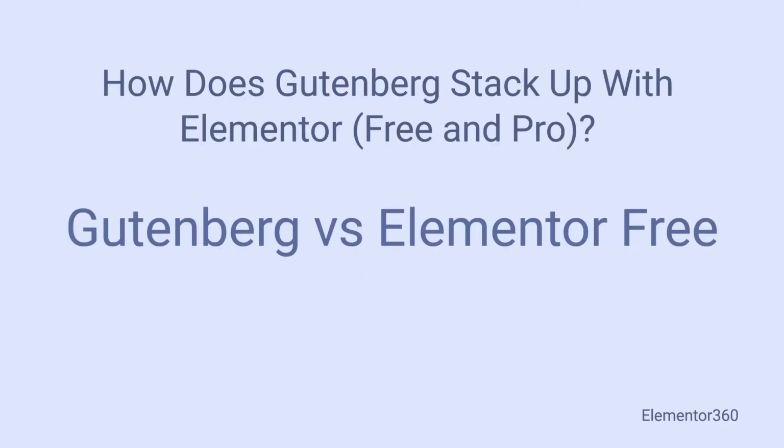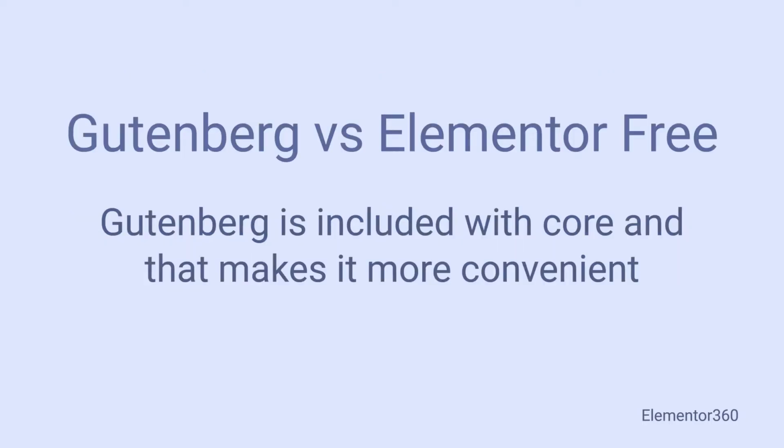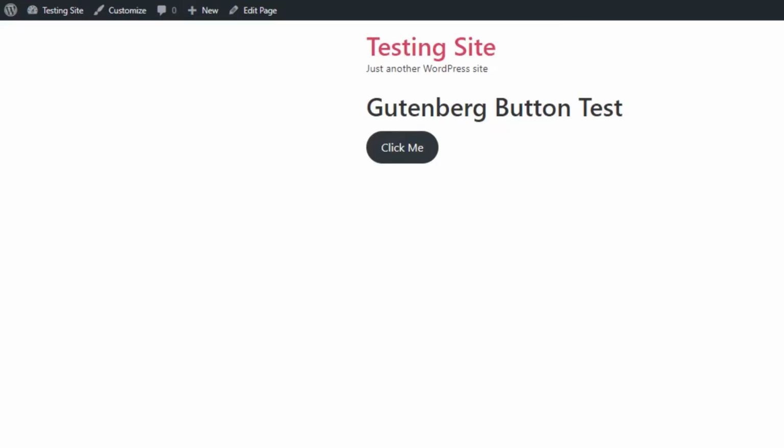Let's begin by comparing Gutenberg with Elementor Free. In terms of installation and maintenance, Gutenberg is shipped with WordPress core. That means there is no install process, no extra updates, there are no license keys or account connections necessary, and that's easier. When it comes to performance, Gutenberg outputs cleaner HTML.